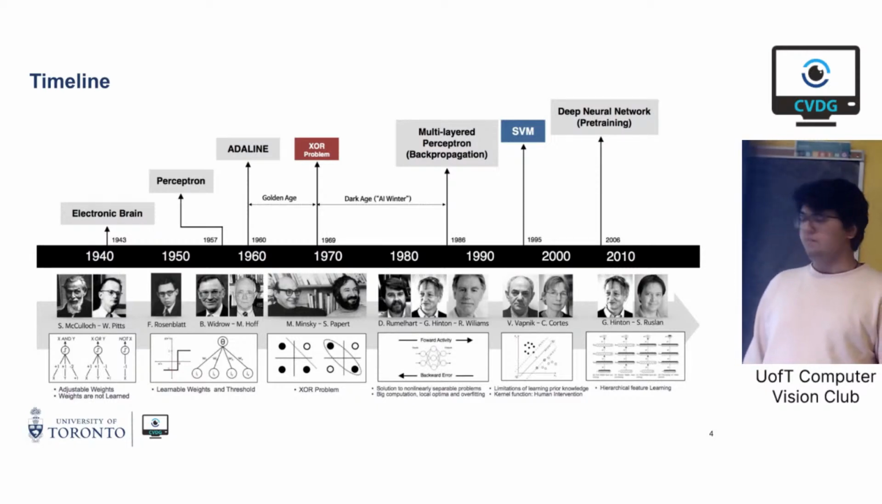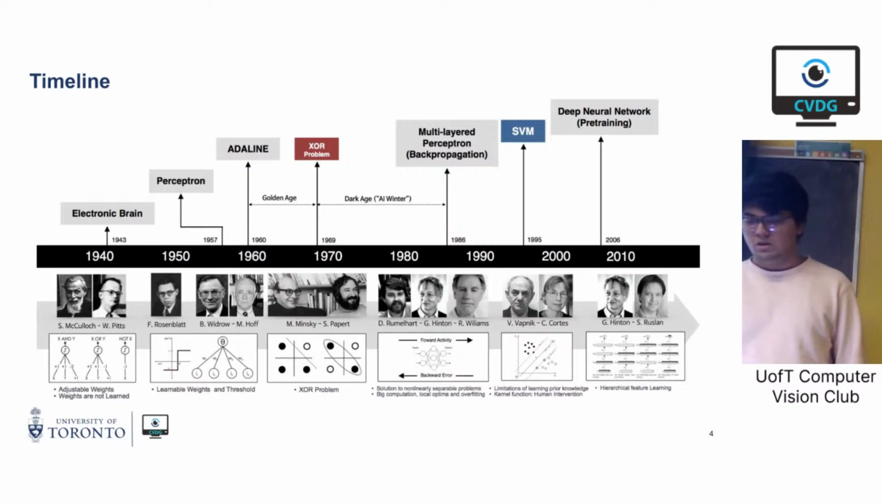So this is just a brief history of artificial intelligence, starting from the electronic brain in the 1940s to transformers today, which are being used in applications like GPTs.